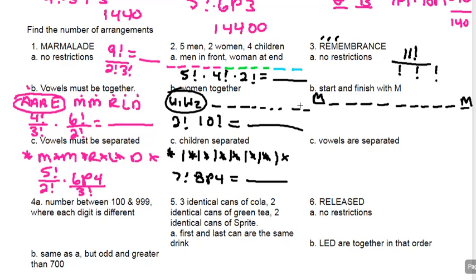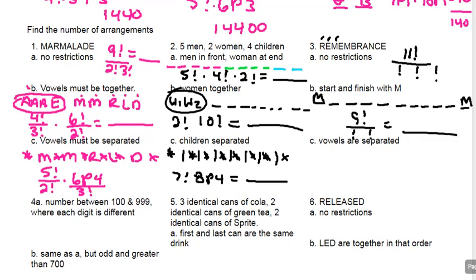So now all I've got to worry about are the non-M's. Well, there are 9 non-M's. However, some of them are duplicated. If you recall, the E's are duplicated and the R's are duplicated. And so they're going to go here, and then you get your answer.